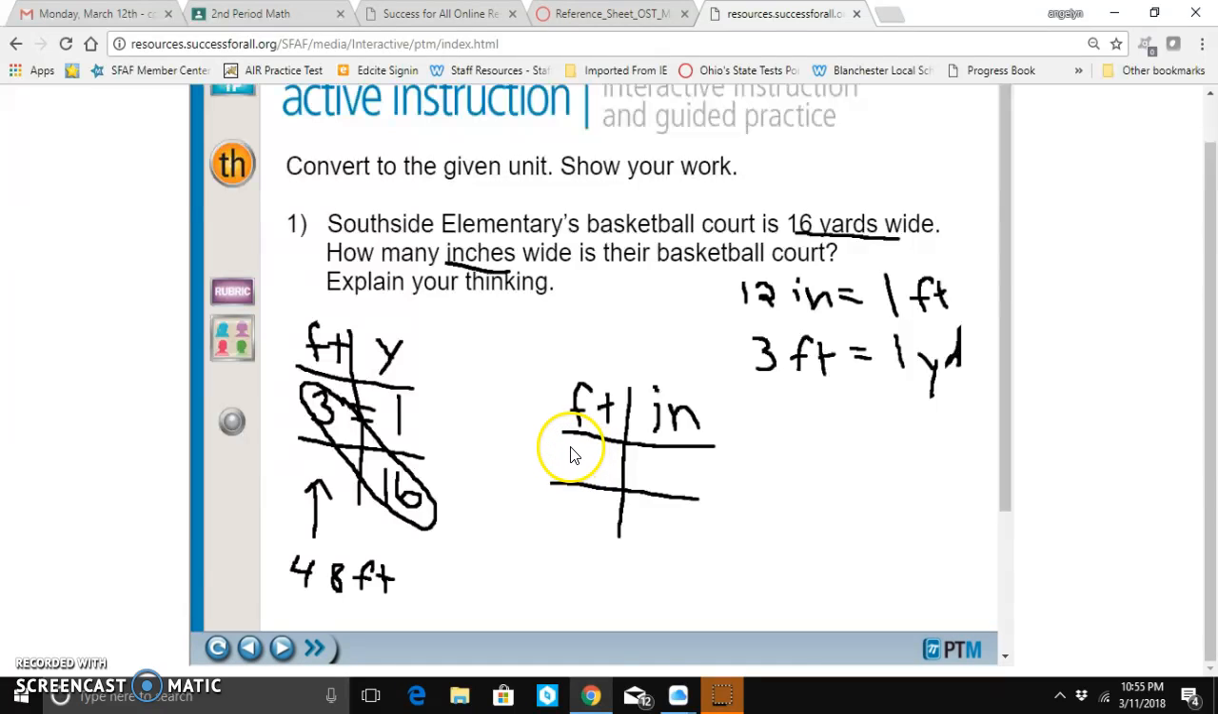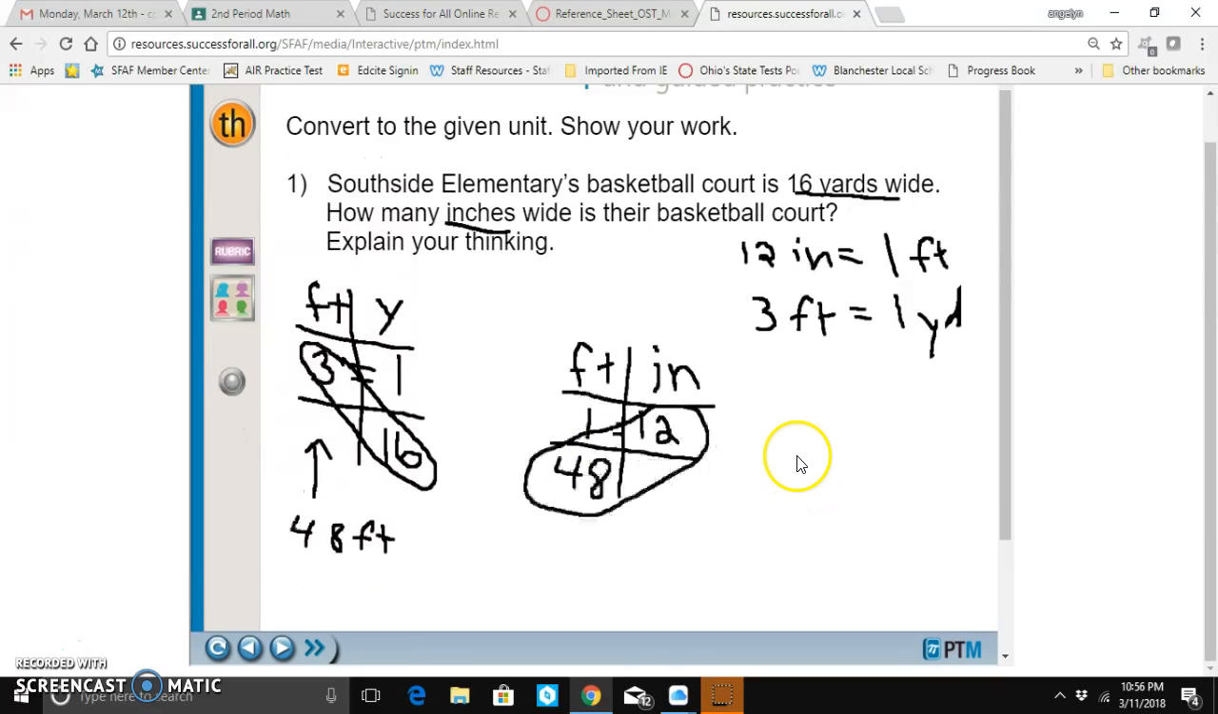We're going to write down what we know first. We know that there are 12 inches in 1 foot. So 1 foot is equal to 12 inches. We're going to put 48 feet here because that's what we're trying to convert into inches. In order to solve this, we would have to cross multiply and divide: 48 times 12, and then 48 times 12 divided by 1.